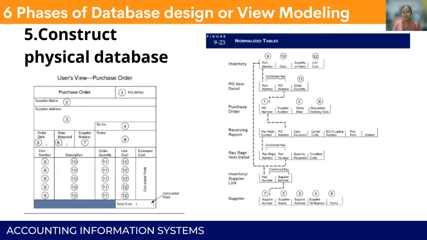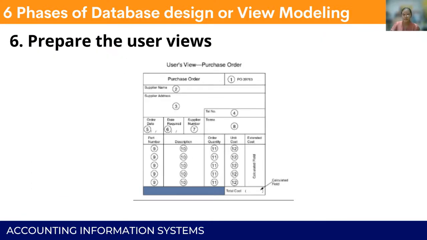Next is constructing the physical database, which is presented in figure 923, the normalized tables. The dotted lines shown here are the primary and foreign keys linking the tables. Base design is to prepare the user views. Normalized tables should support all system users' views. In the slide, an example of a purchase order user view is shown, which could be a purchasing clerk's data entry screen constructed from several tables. To show the relationship, the circled numbers link user view fields to supporting table attributes.